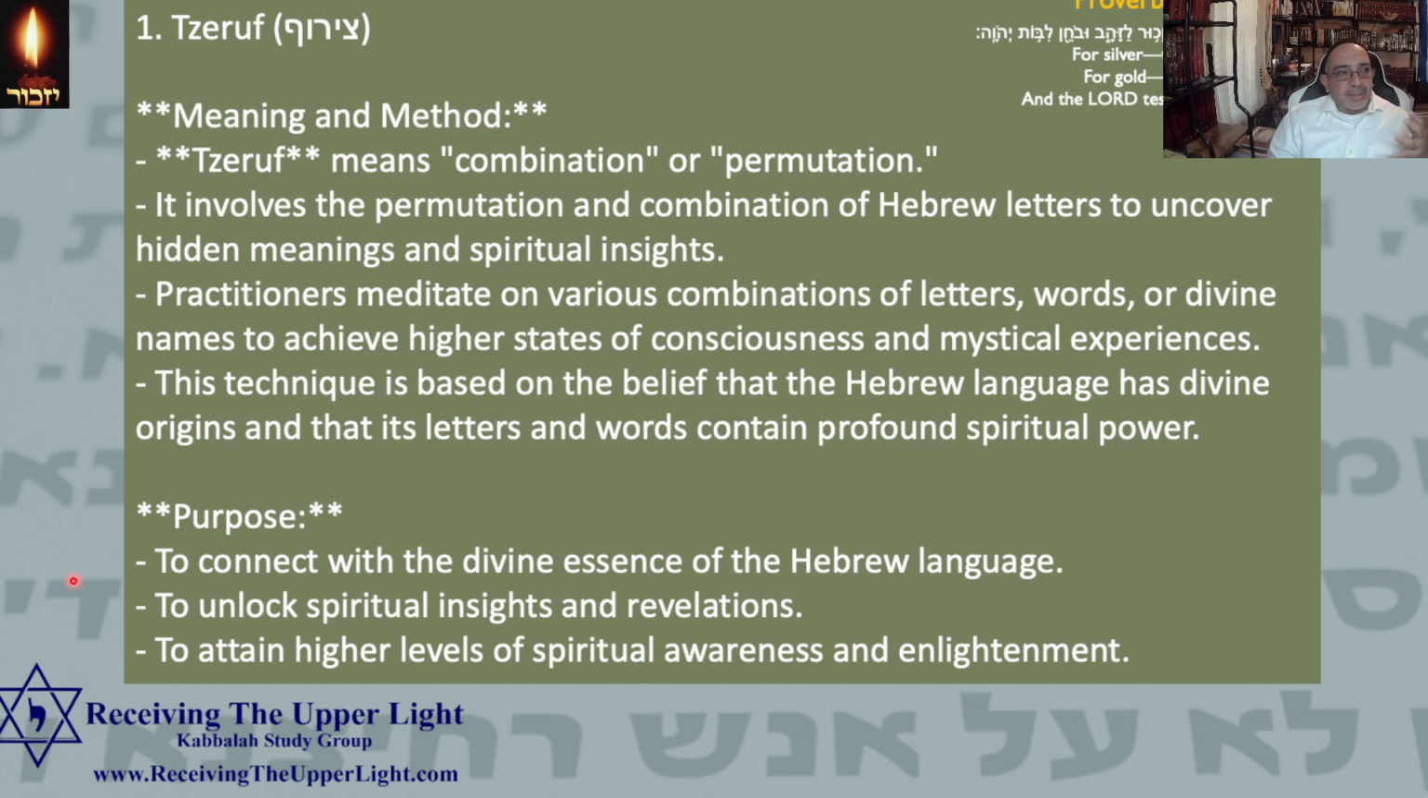It involves the permutation and combination of Hebrew letters to uncover hidden meanings and spiritual insights. Those who practice this type of meditation and these various combinations of letters, words, and divine names can achieve a higher state of consciousness and mystical experiences. This technique is based on the belief that the Hebrew language has a divine origin and that its letters and words contain profound spiritual power.